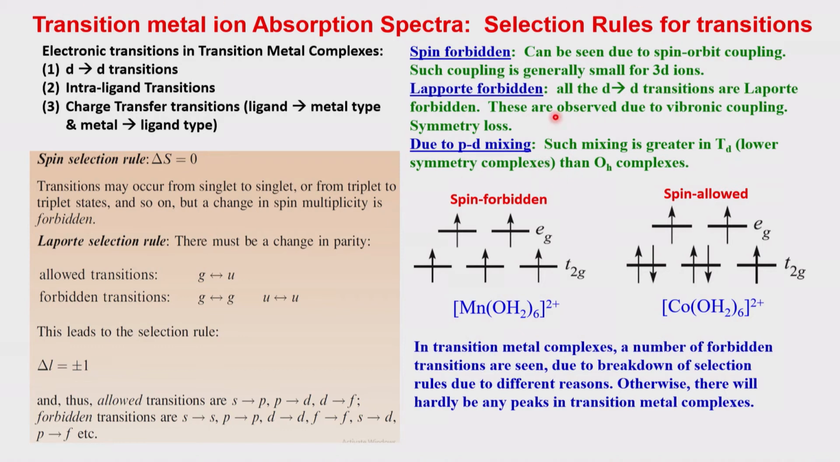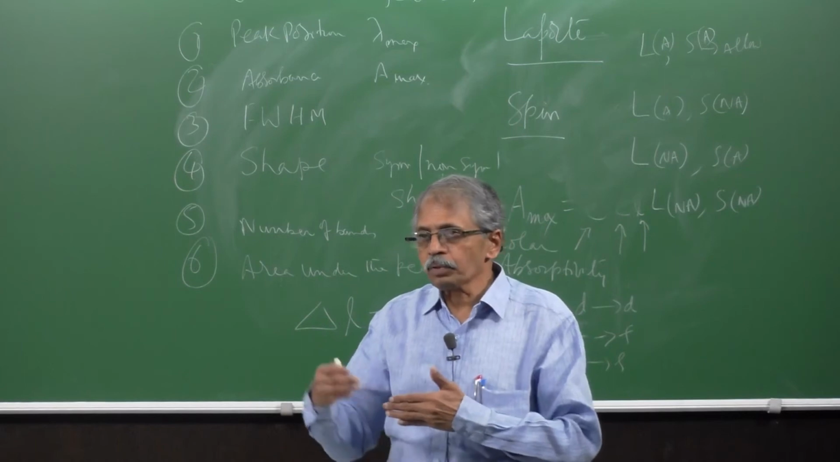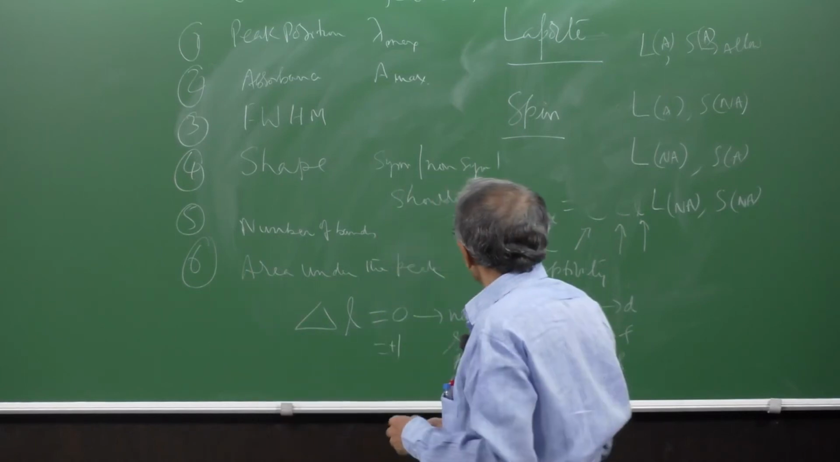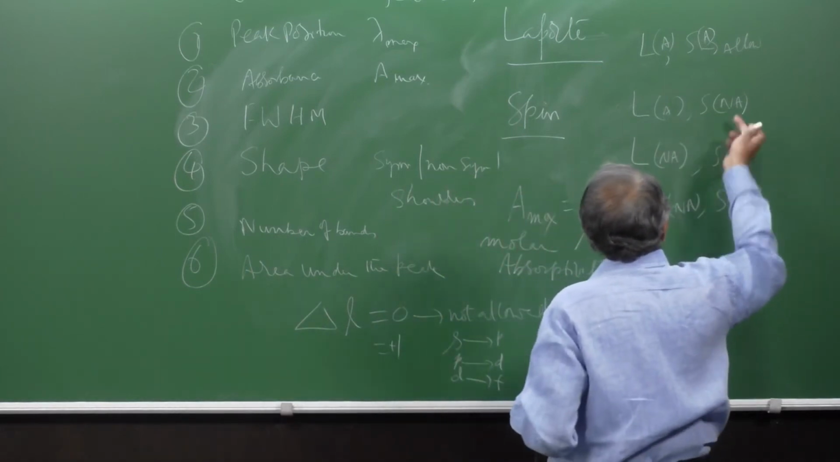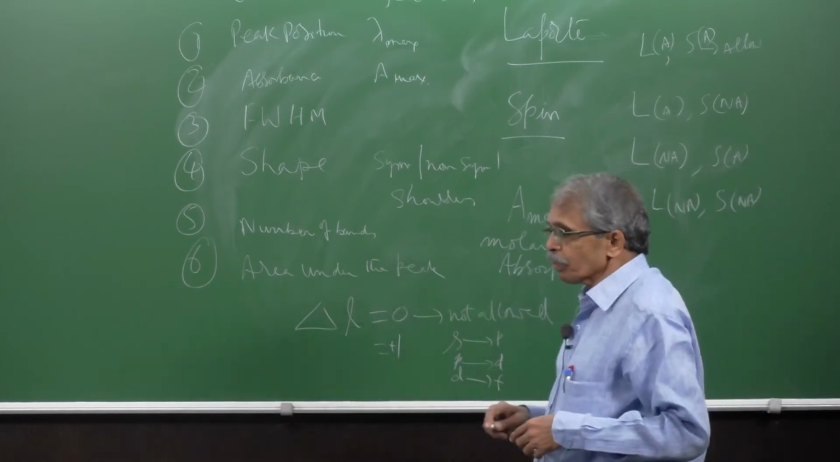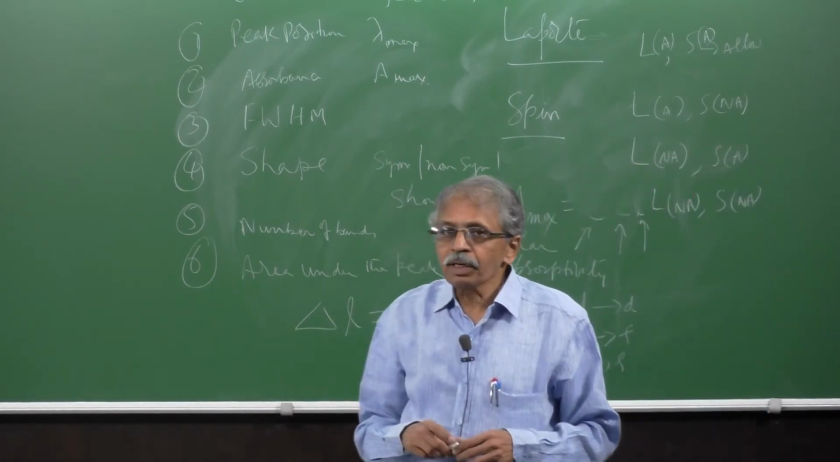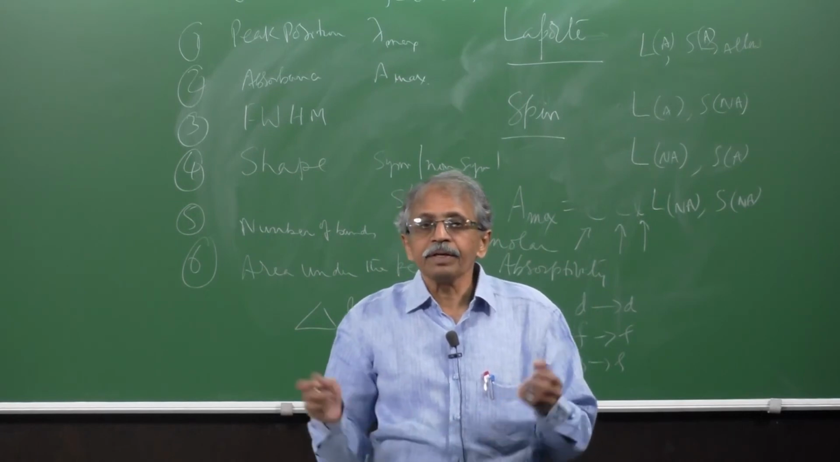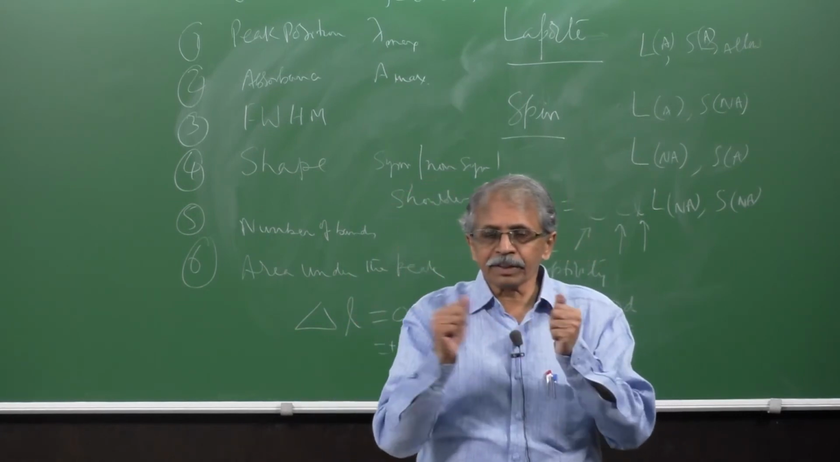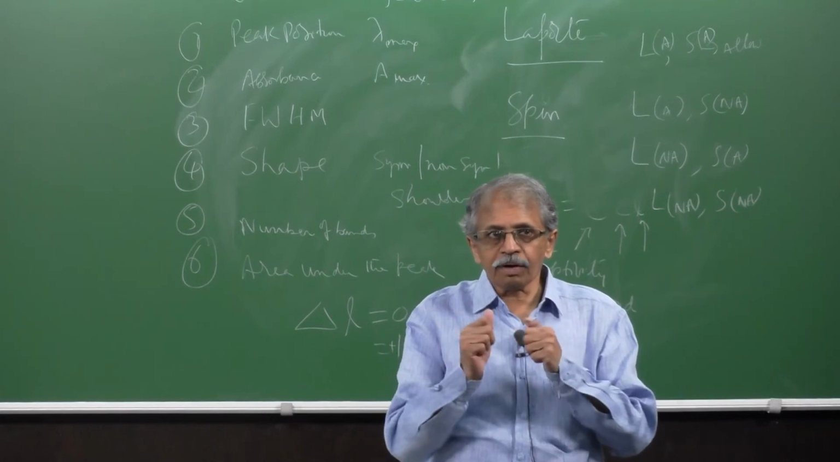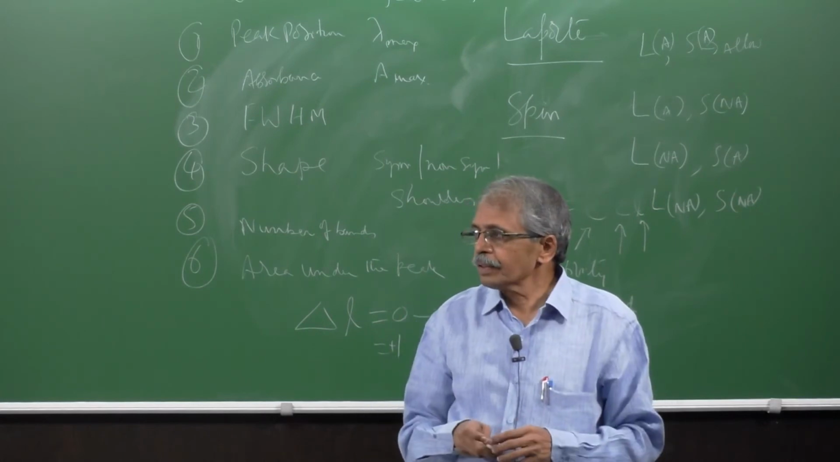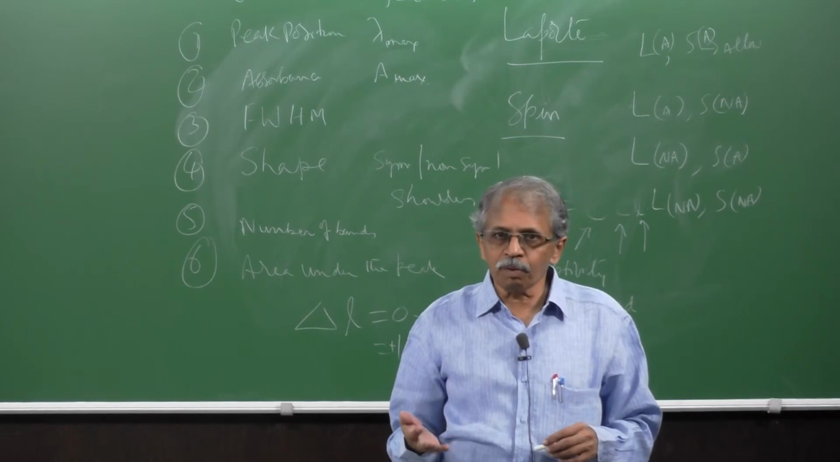Spin forbidden transitions can also be seen many times because the spin couples with the orbit. If it were a pure spin, it would not be seen, but if the spin couples with the orbit, then it is. So even spin forbidden transitions in some cases will be seen. Similarly, Laporte forbidden transitions can be seen when we have symmetry breaking. That happens during vibrations, and that is called vibronic coupling.